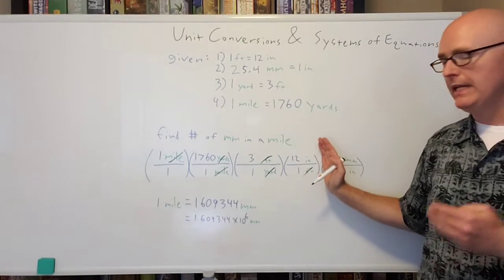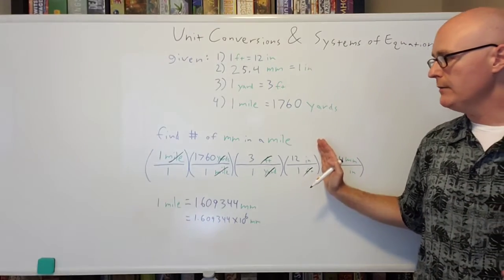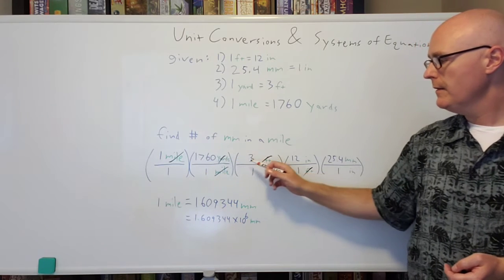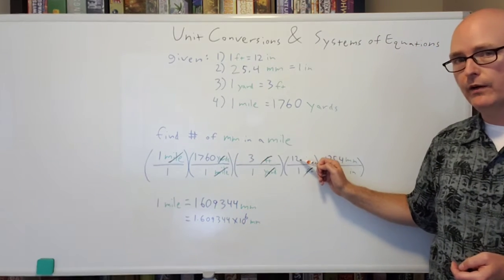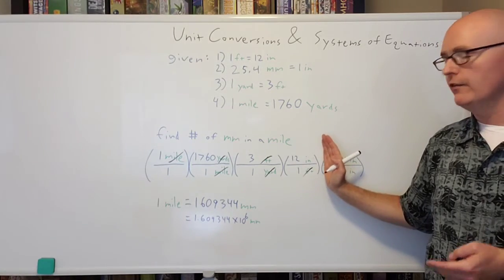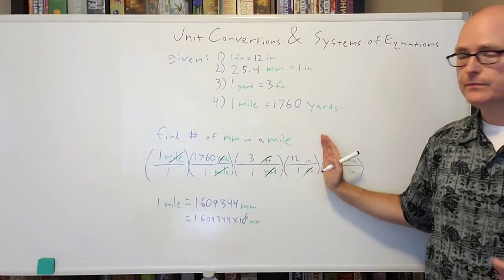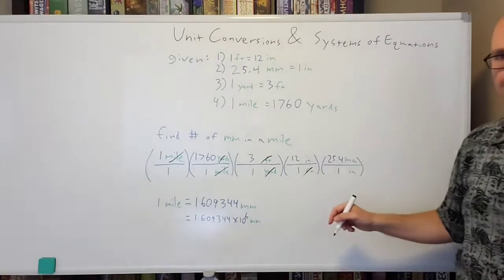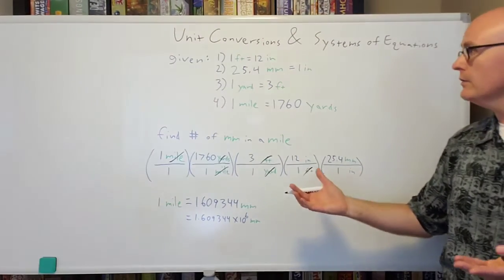And if I wanted to know how many inches were in a mile, I could multiply 1 by 1,760 by 3 by 12, and that would give me the number of inches in a mile. So now to finish this out, I need to get rid of the inches and get to millimeters, which is what we're trying to solve.